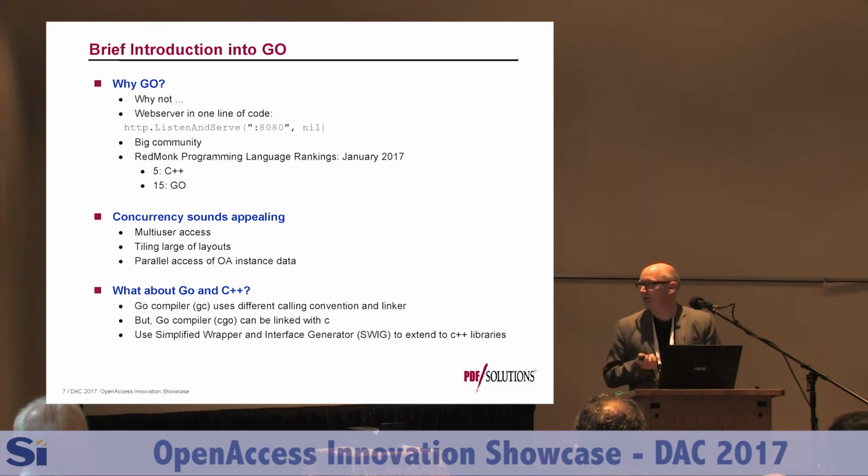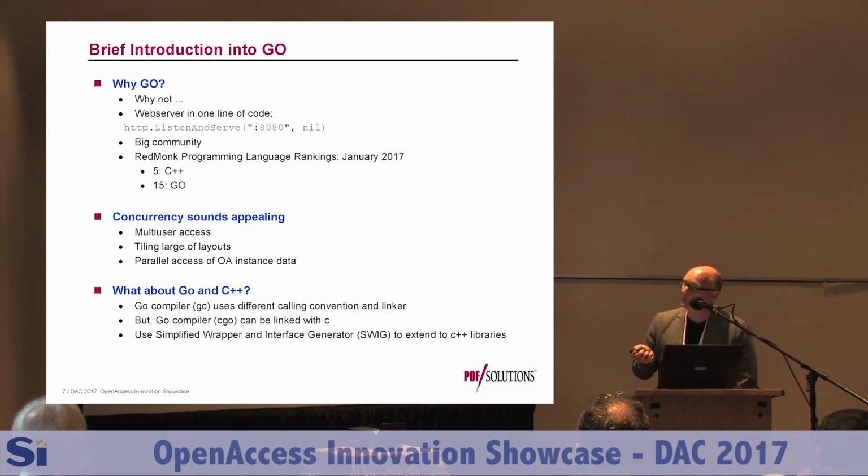Then I looked a little closer. What can we do with Go in terms of binding it to C++? It's not that simple. The GC compiler, which is the standard Go compiler, is apparently different. It has a different calling convention and linkers, so you cannot do anything with C++. But luckily, the Google guys also have a CGO compiler, which can actually be linked with C. And if you then use SWIG, which is a simplified wrapper and interface generator, you can extend this to C++ libraries. So that was the initial idea.